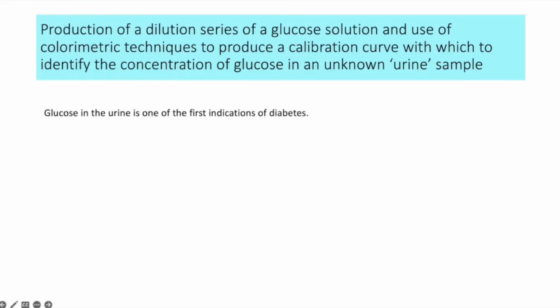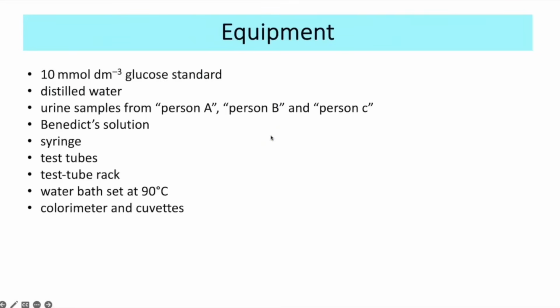In this required practical, we're going to be producing a serial dilution of glucose and use a colorimeter to then create a calibration curve which will be used to identify unknown concentrations of glucose in urine. And the link to the spec is the fact that glucose in urine is one of the first indicators of diabetes.